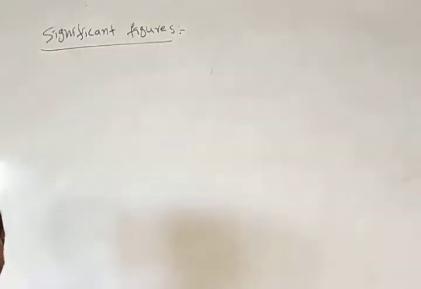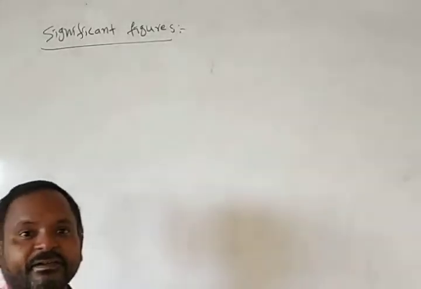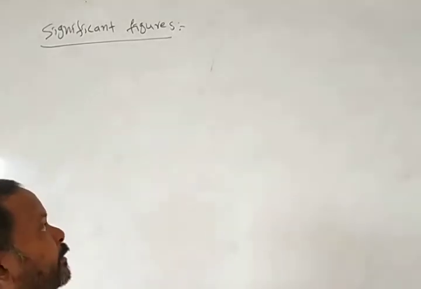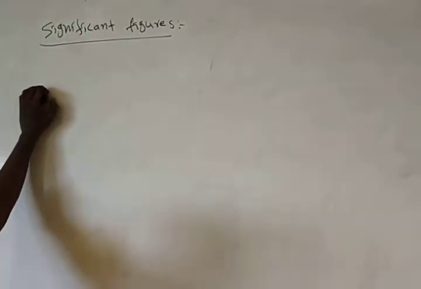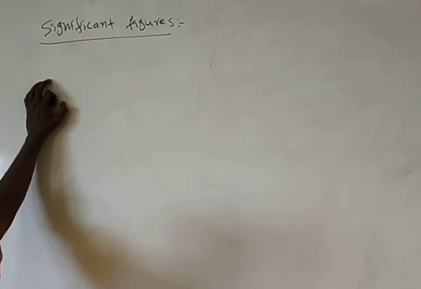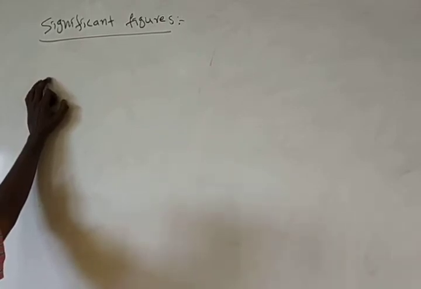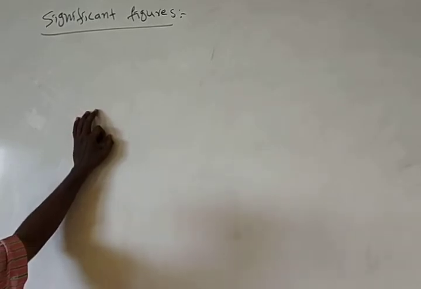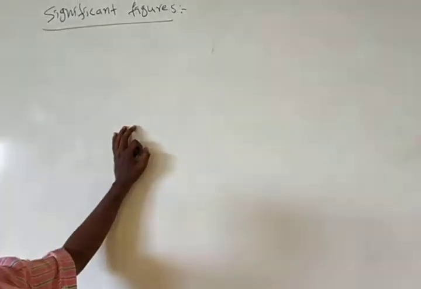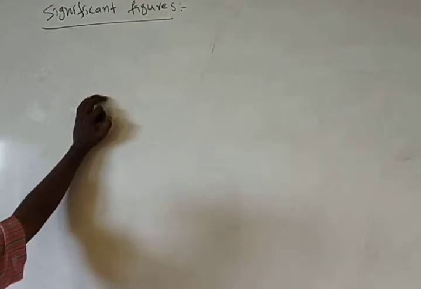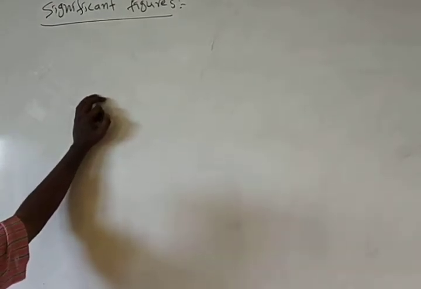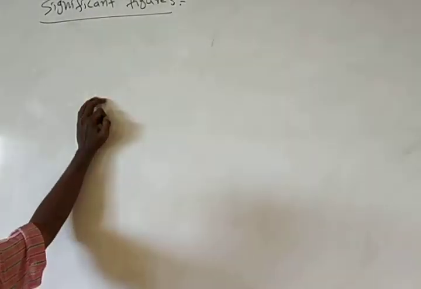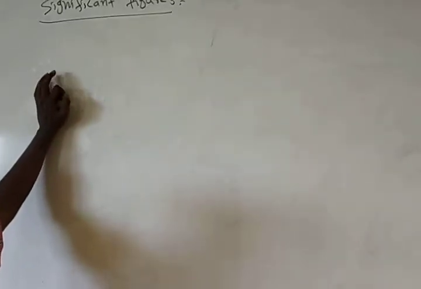Good morning, students. In continuation of the last video, laws of chemical combinations after Dalton's theory, we have one more important topic: significant figures. What is the meaning of significant figure? Here we have the number of digits, and we will see how many significant figures are present in that number. After that, rounding of numbers. How will we do the rounding of numbers? We'll see in continuation.